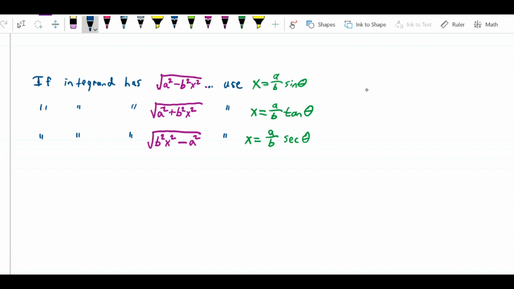We know that cosine squared x is equal to 1 minus sine squared of x, and we also know that secant squared x is equal to 1 plus tan squared x, and sort of equivalently, we know that tan squared x is equal to secant squared x minus 1.